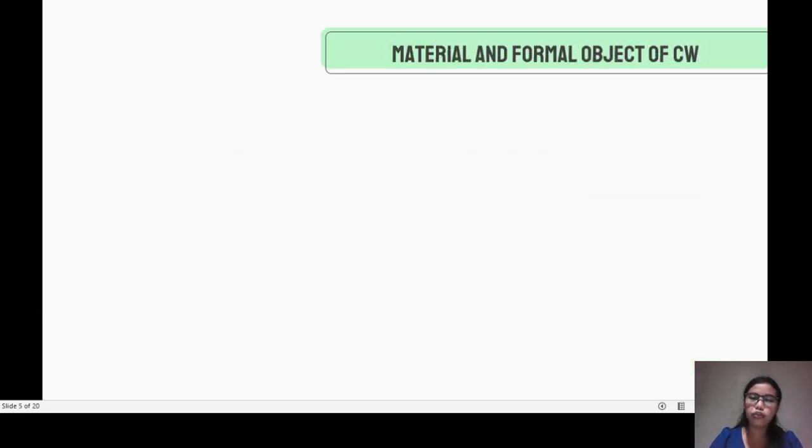So we will also be talking about the material and formal object of CW. If you're not familiar with material and formal object, in terms of philosophy, more specifically in logic, material object refers to the thing that we will be studying, and formal object refers to how we will study something, or in particular this course.